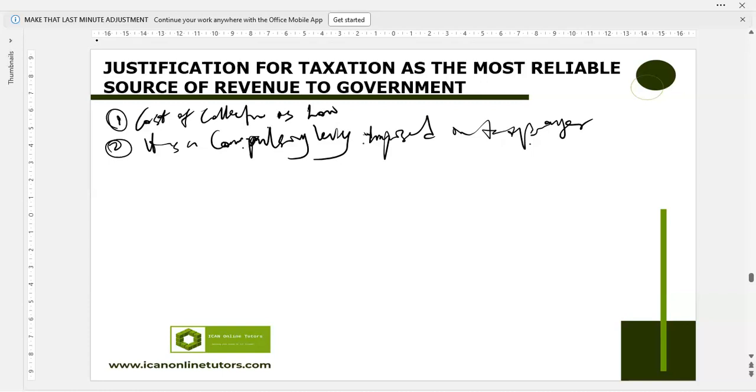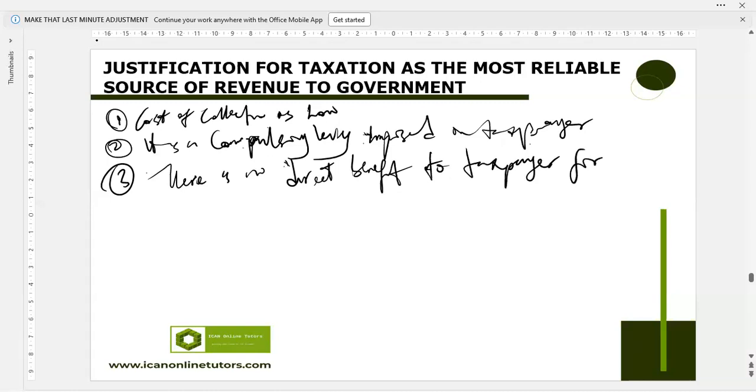the government is in business. So they are in business. Those ones, there is direct benefit. But for all other sources, or let me put it this way, there is no direct benefit to the taxpayer for paying tax. There's no direct benefit to the taxpayer for paying their tax. So these are just some of the reasons why it will always remain the most reliable source of revenue to the government.